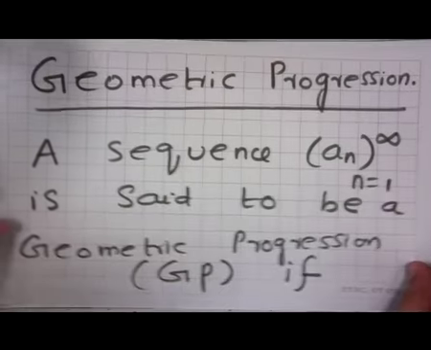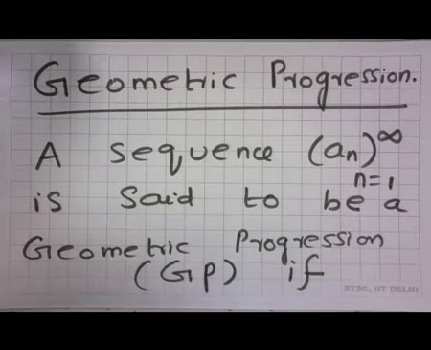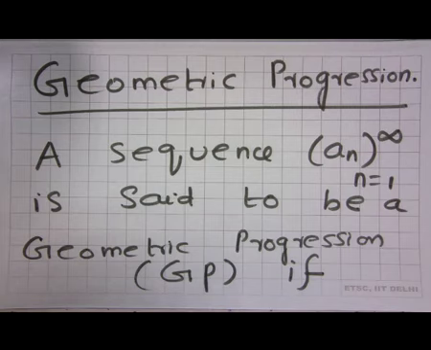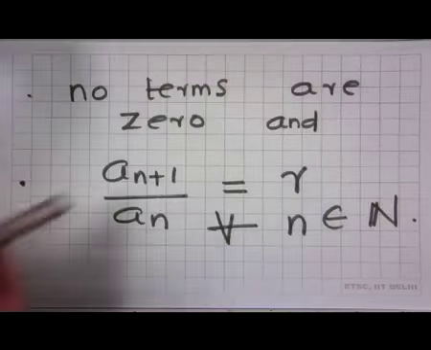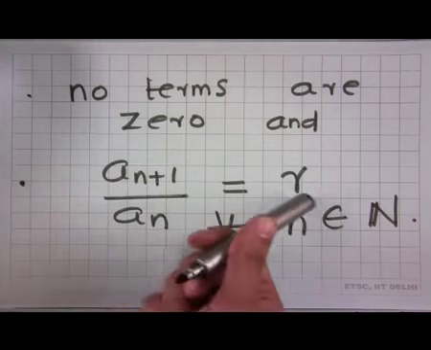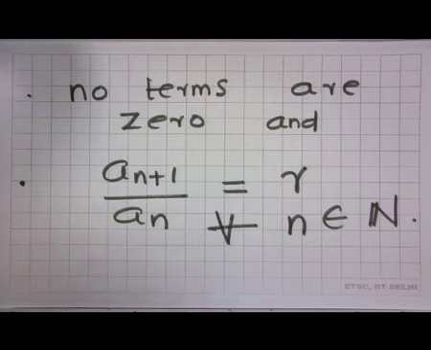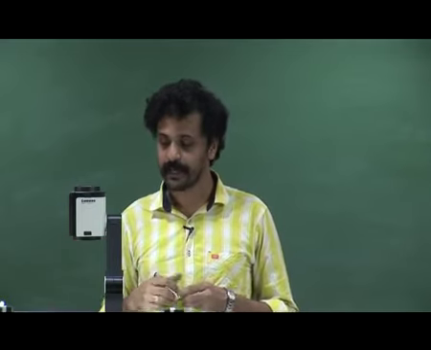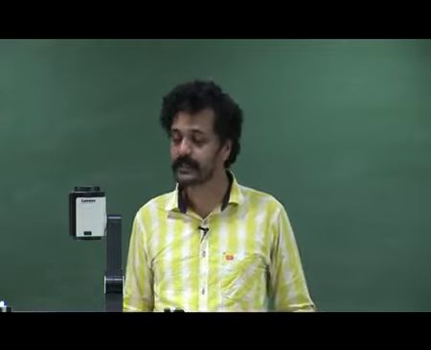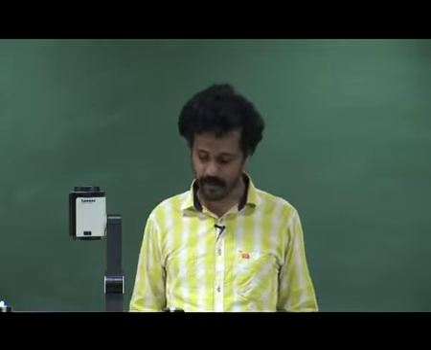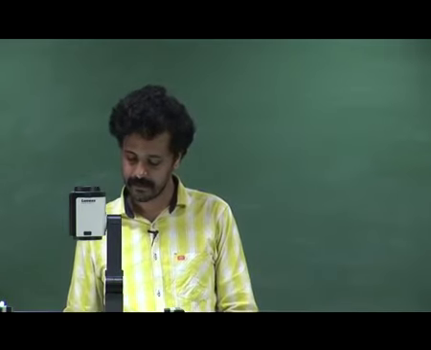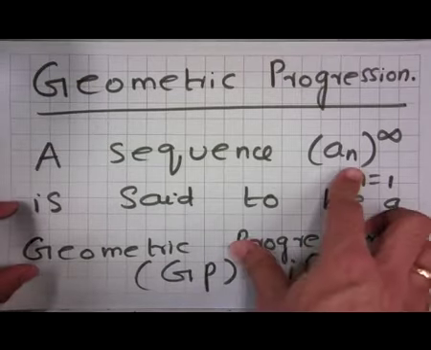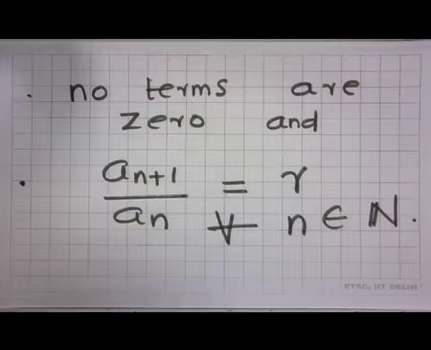Let me repeat. A sequence a_n of non-zero real numbers is said to be a geometric progression if the ratio a_(n+1) by a_n remains constant irrespective of n. You take the ratio between any two successive terms, a term divided by its preceding term, and it should remain constant. Please note the condition that no term of the sequence is 0. That facilitates this division a_(n+1) by a_n.